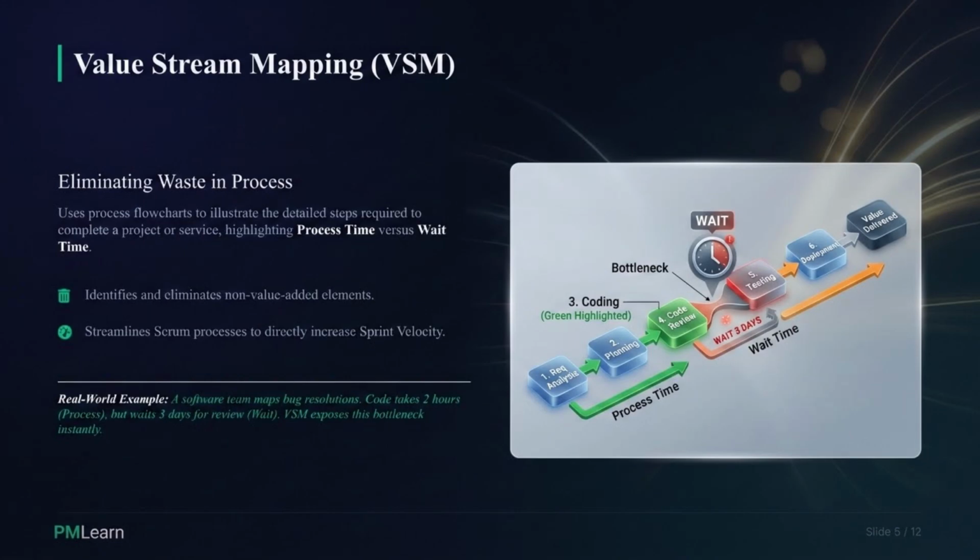Once our business case is justified, we transition to planning for value. How do we ensure our processes are as efficient as possible? Enter value stream mapping. Value stream mapping is a process flow charting technique that visualizes the end-to-end steps of a process. It divides time into two categories: process time, when actual work is being done, and wait time, when the product is just sitting there idle.